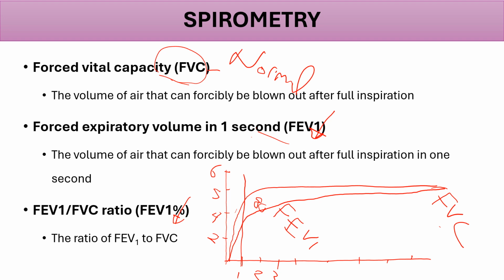What about restrictive lung disease? If you ask the patient to exhale, they will not be able to exhale too much because they have a very low, reduced total lung capacity, and at the end also they will not be able to exhale everything, so they will have reduced FVC and reduced FEV1.